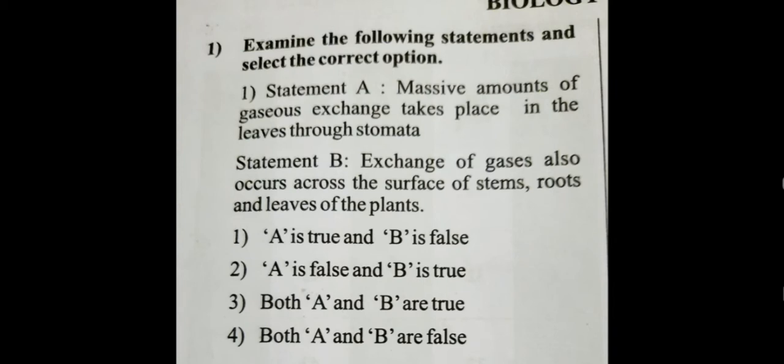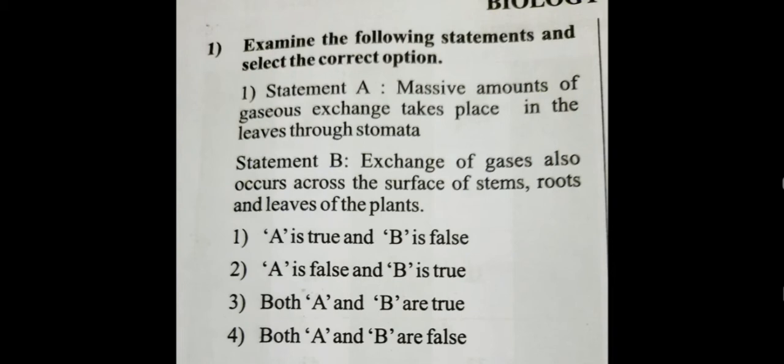Examine the following statements and select the correct option. Statement A: the massive amounts of gaseous exchange takes place in leaves through stomata. Statement B: exchange of gases also occurs across the surface of stems, roots, and leaves of the plants. The options are: 1. A is true, B is false. Second, A is false, B is true. Third, both A and B are true. Fourth, both A and B are false.